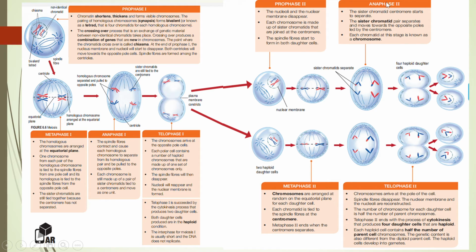Moving on, next is anaphase 2. So the sister chromatids' centromere starts to separate. Unlike here, in anaphase 1, the centromere is not separated and the sister chromatids are still tied to the same centromere. Okay, so in anaphase 2, the sister chromatid pair separates and they are moving to the opposite poles by the contraction of the spindle fiber. Okay.